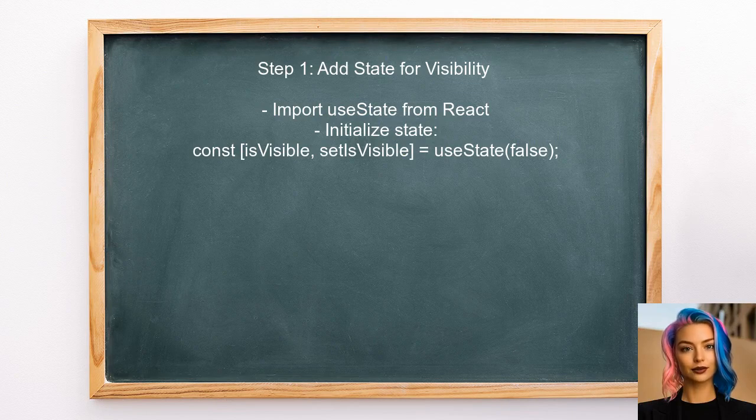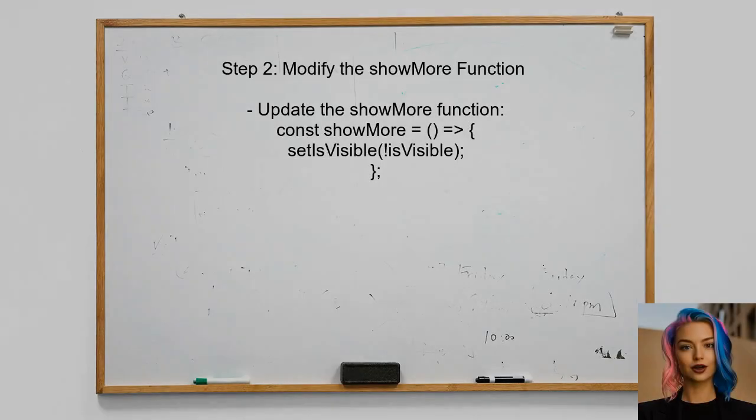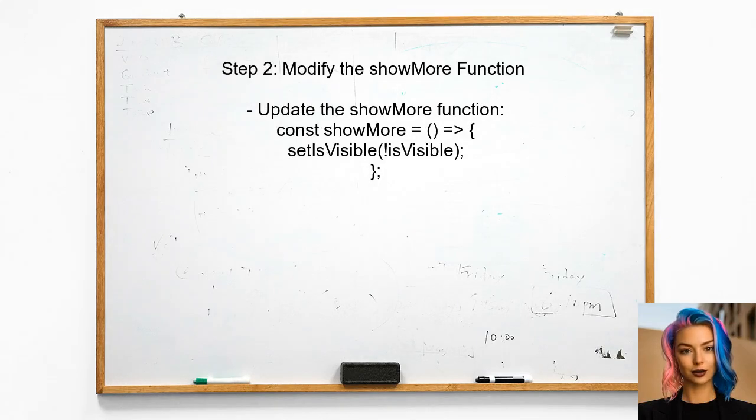To implement the Show More functionality, the user should start by adding a state to manage the visibility of the additional entries. This can be done using the React useState hook. Next, the user needs to modify the Show More function to toggle the visibility state. This function will switch between showing more and less data.